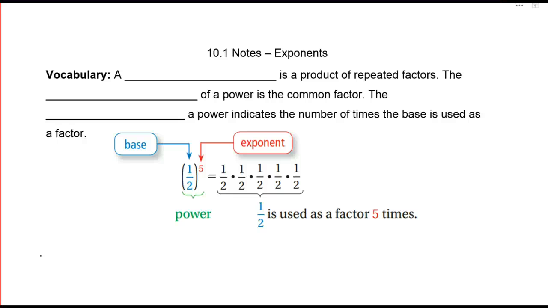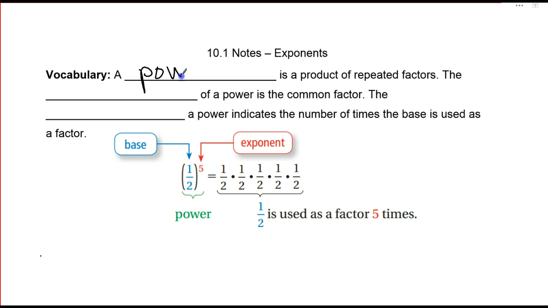Okay, this is Chapter 10, Lesson 1 over exponents. Chapter 10 overall is about exponents and scientific notation. So this first lesson is just a little introductory lesson on what you should expect for this chapter. So we got some vocab to fill in.